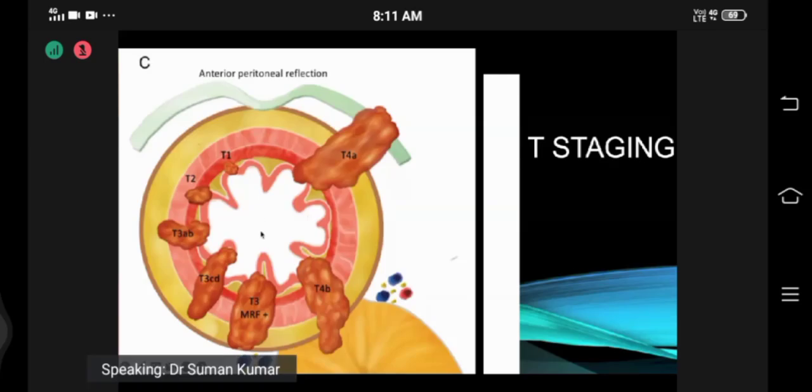So like I said, this is T3 B, C, D, and T4B. T4B is involvement of adjacent structures, prostate. T4A is involvement of the peritoneal reflection.